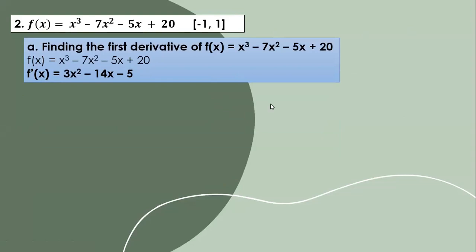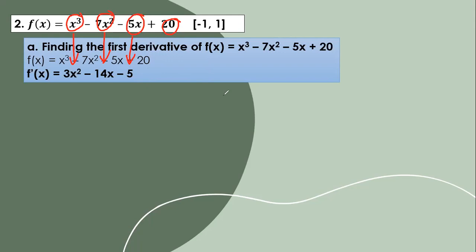Okay, find the first derivative. For the first step, okay, the first derivative of our function is 3x squared minus 14x minus 5. So, saan nakuha yon? Isa-isa yan. X cubed, that is 3x squared. Si 7x squared, 14x. Si 5x is 5. Then si 20 ay 0. Dahil constant lang po siya. Okay? So, that is the first derivative.